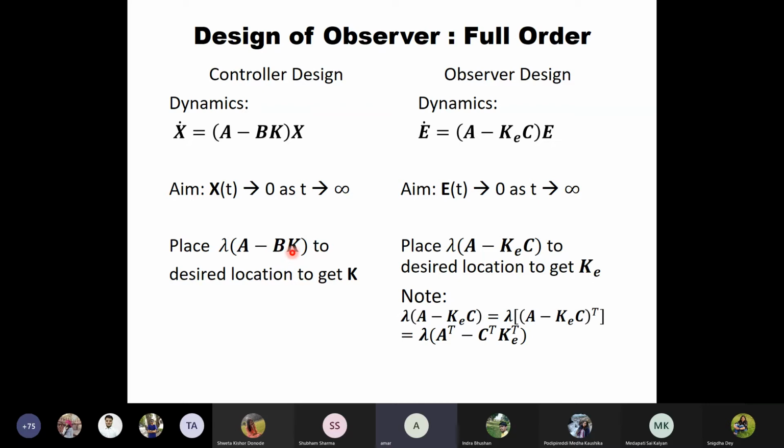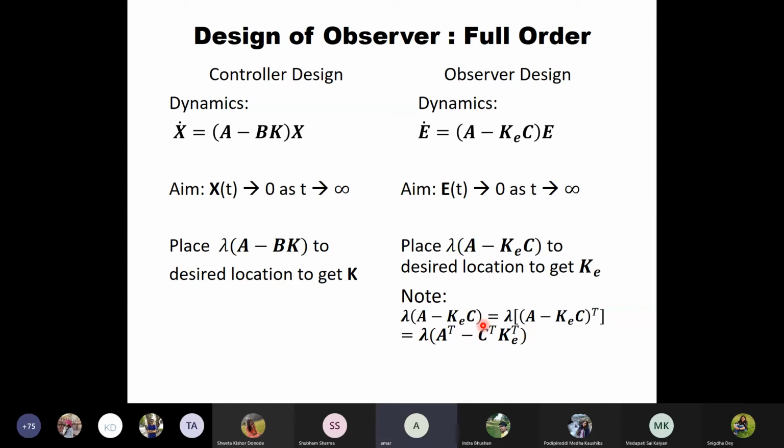Now, the matrices are similar in structure, so we can utilize the same method of pole placement design to get the Ke values, to design the observer. So in that case, we will utilize this equation: A transpose minus C transpose Ke transpose. Now, when we are doing this, we have to remember another thing.